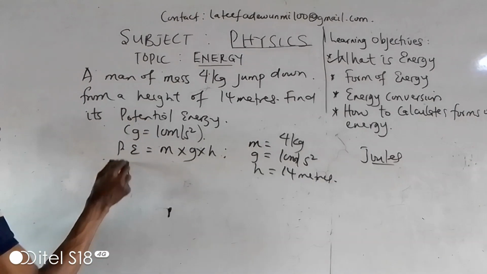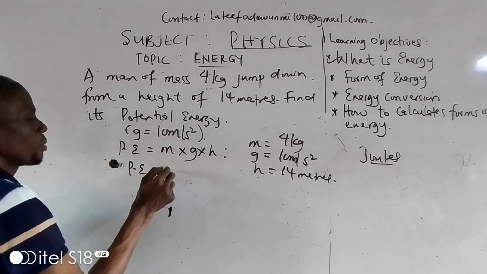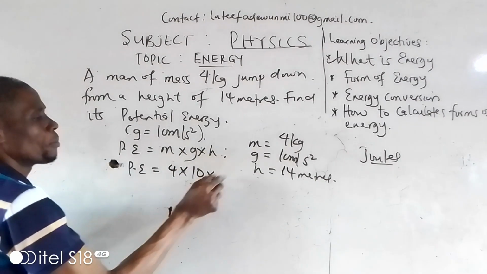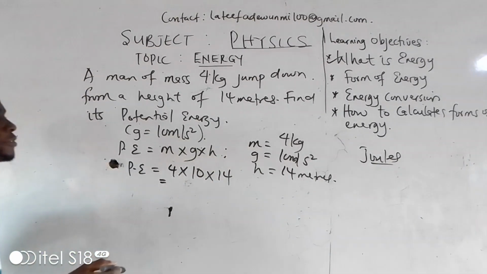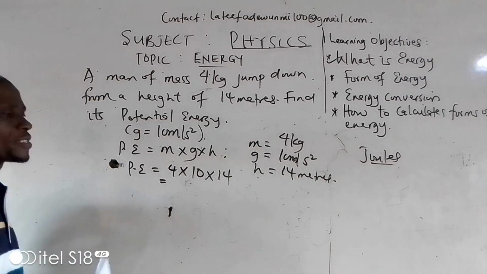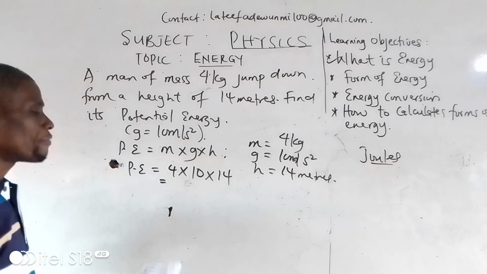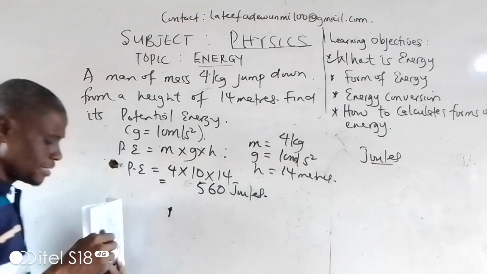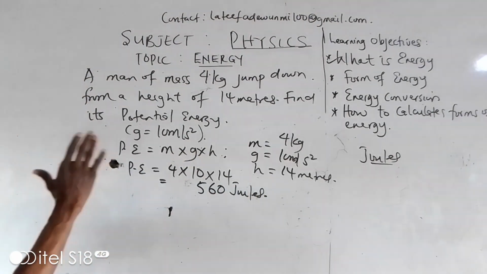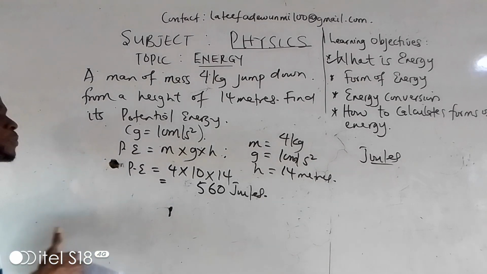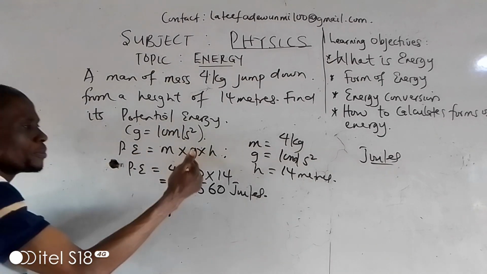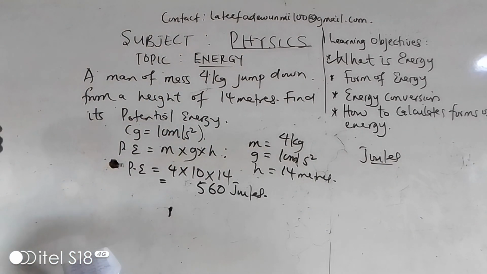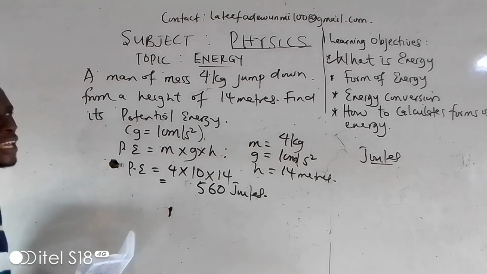So back to the formula, potential energy, from M, mass. What is our mass given? 4. Multiplied by our G, 10. Multiplied by 14. What do we have? 4 times 10 is 40. 40 times 14 will give us what? 560. 560 joules. That is the potential energy of the man. So that's how to calculate the potential energy: your mass multiplied by gravity, which is 10 meters per second square, multiplied by the height.